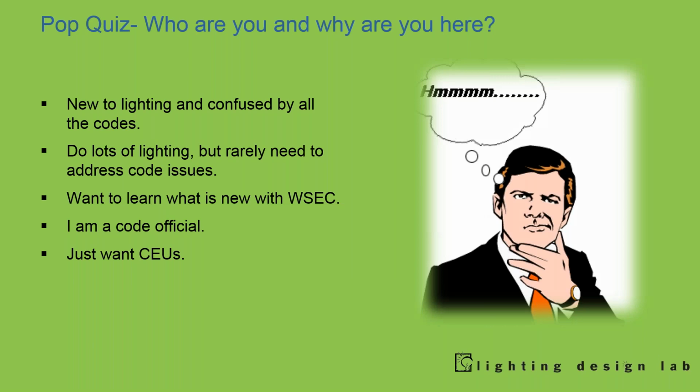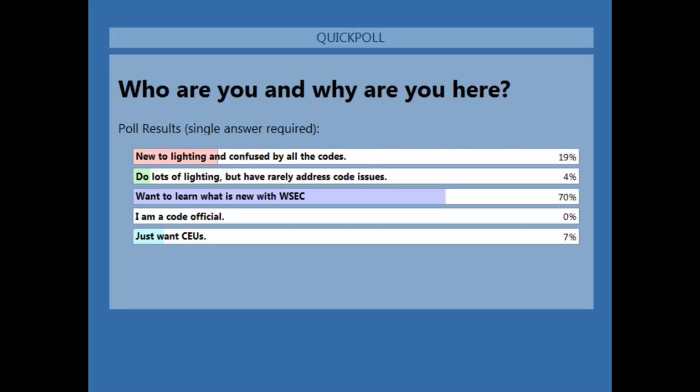All right, everybody. Thank you very much for voting. A great majority of our attendees here, 70%, want to learn what is new with the Washington State energy codes and just the energy code developments that are going on right now. About 20% are new to lighting as well. 7%, hey, want some of the CEUs. So yeah, people are interested in what's going on with the codes these days. So good time for the class.